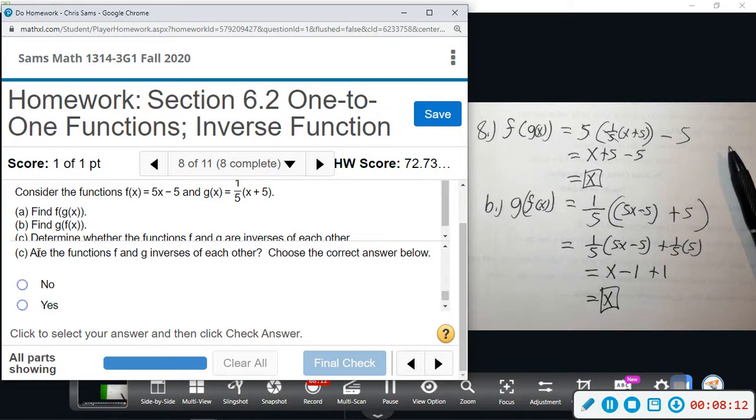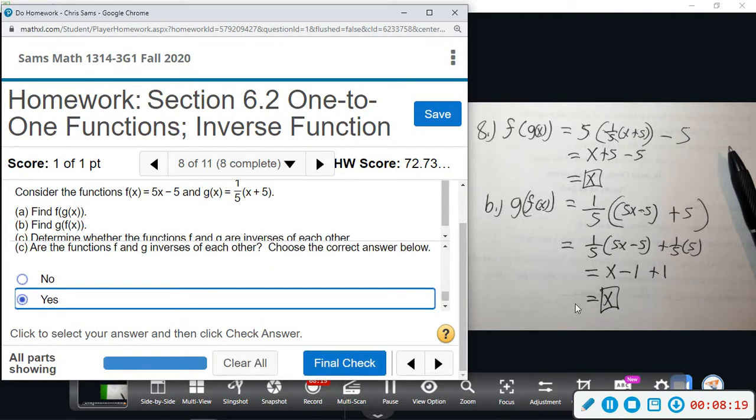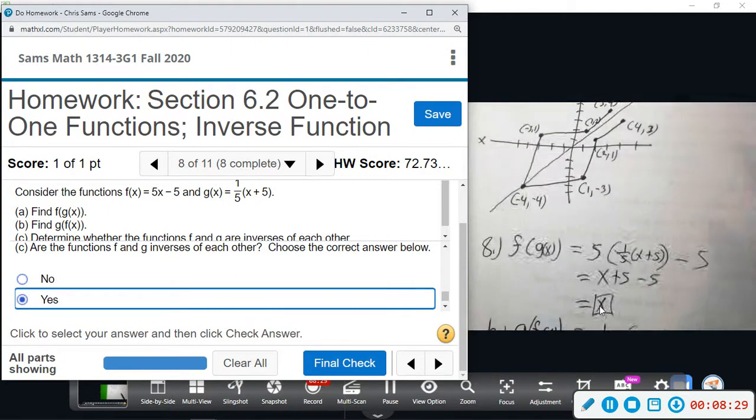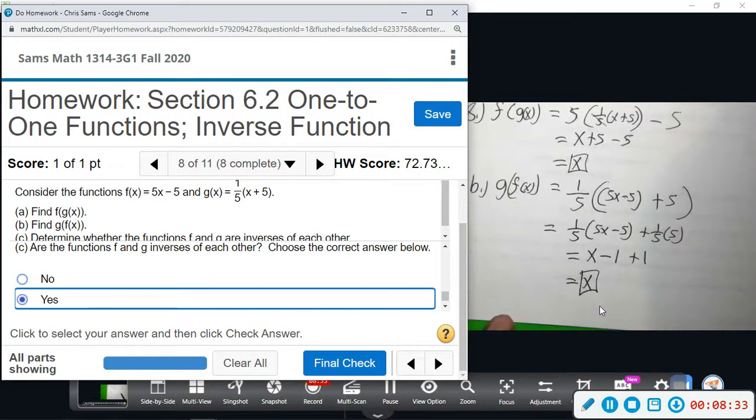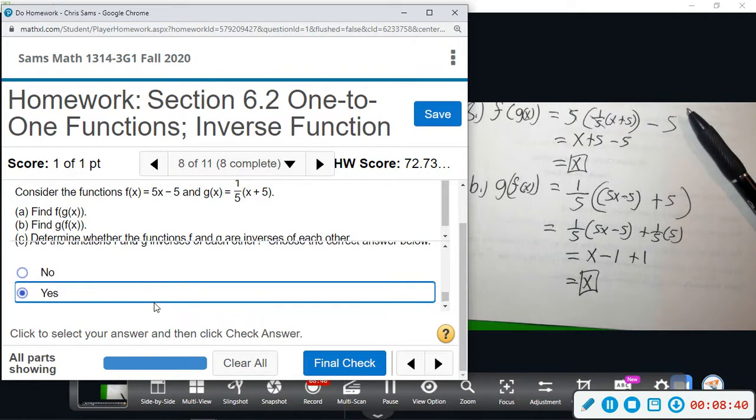And then part C, determine if these two functions are inverses of each other. Yes, and the way we know is because when you plug one function into the other, if you get x, which is just the y equals x line from the previous problem, then that means they're inverses of each other. That's the definition. So yes, these two functions are inverses of each other.